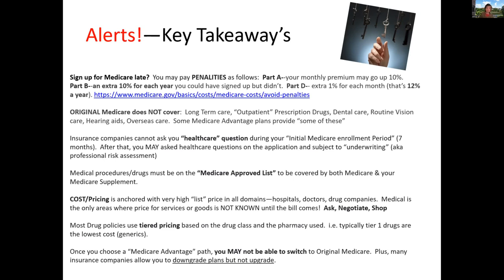So next is insurance companies cannot ask you healthcare questions during your initial enrollment period, which is 3 months before you turn 65 and 3 months after. After that, you may be asked healthcare questions. More than likely, they'll come to you in the form of an application. So you will be asked, and they call it underwriting questions, which I didn't even know what that word meant. I had to go look. It's a professional risk assessment, and they can deny you.